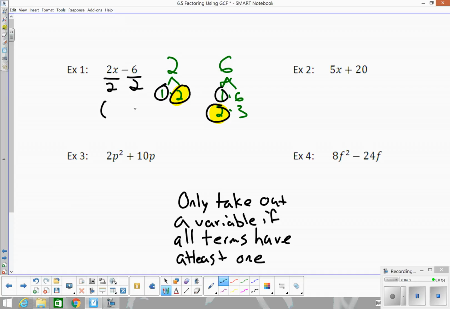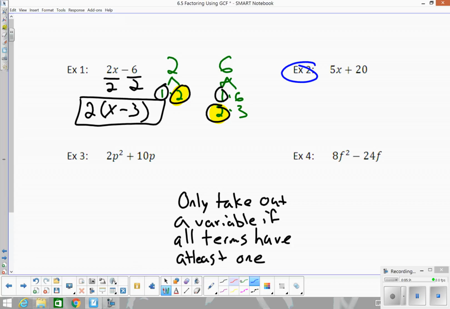So when I go ahead and divide down, 2 is simply my greatest common factor. 2 divided by 2 is 1. I'm left with x. Negative 6 divided by 2 is negative 3. Take my 2, put it on the outside, and that is my factored form. Go ahead and pause the video and try example 2.